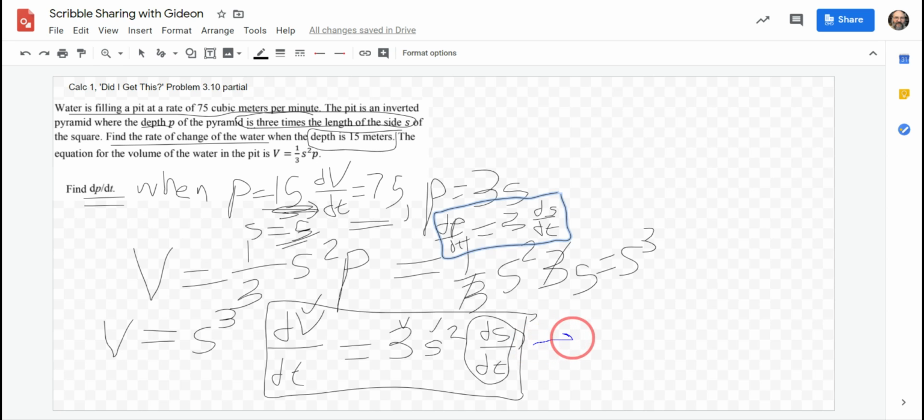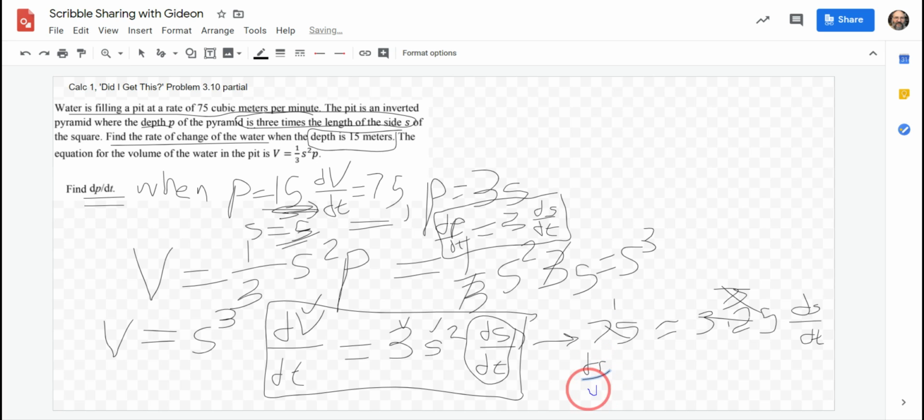Well, let's go ahead and get the arithmetic done. 75 equals 3 times s was 5, so s squared is 25, and then we have ds/dt. Well, 3 times 25 is 75, so this was set up to cancel, divide both sides by 75, you get a 1. So it's set up very nicely. ds/dt equals 1. So of course, right, dp/dt is 3 times it.